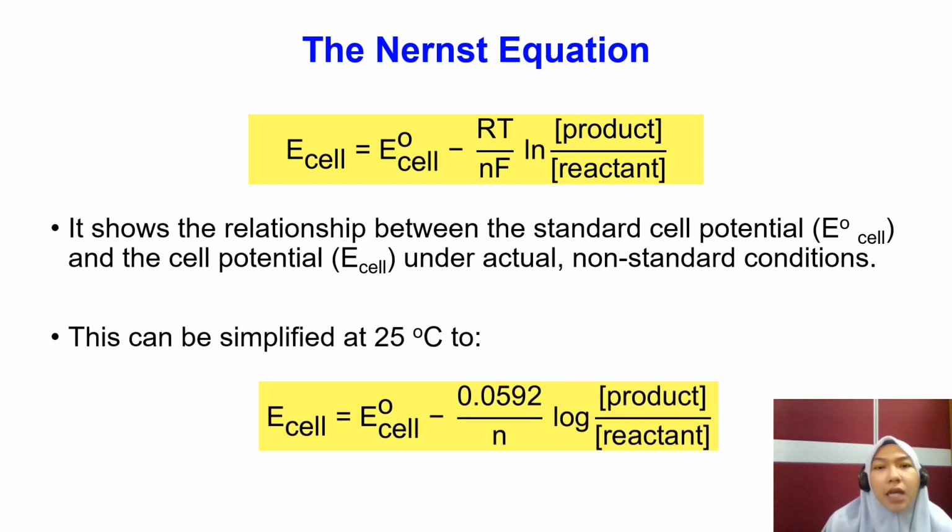But we have another Nernst equation which is much simpler, provided that the temperature is 25 degrees Celsius, which is this equation. E cell equals E naught cell minus 0.0592 over n, log concentration of product over concentration of reactant. You can memorize this equation because most of the questions always use this equation.